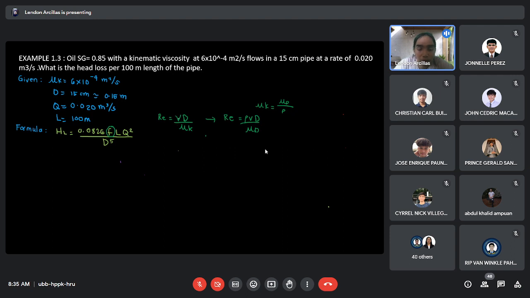As you can see, we don't have a value for velocity, so we need velocity first. This is velocity, this is diameter, and this is kinematic viscosity, which is given. To find velocity, Q is equal to A times V, so V is equal to Q over A. Q is 0.020. The area of the pipe is pi D squared over 4. This is the radius, pi r squared.